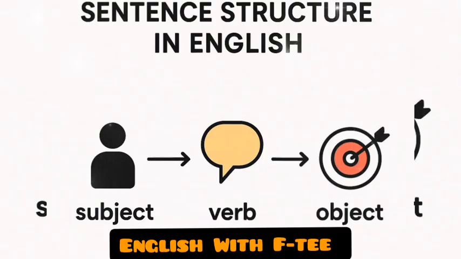Why do some sentences sound clear and powerful, while others just sound confusing? The secret is in the sentence structure.